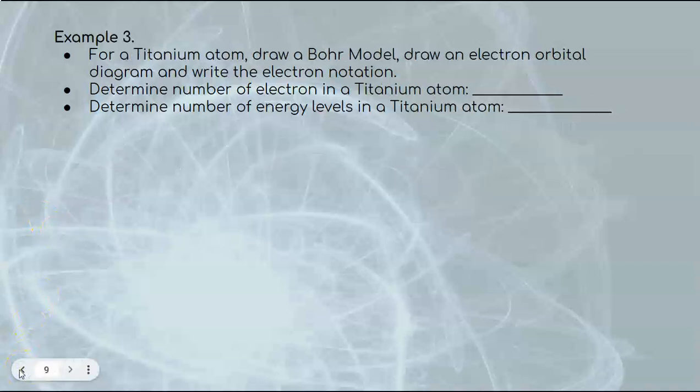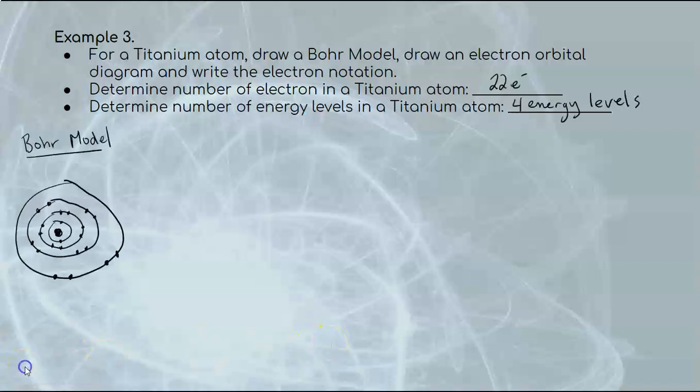The last example I have for you is titanium. Go ahead and draw a Bohr model for titanium and attempt to draw the electron orbital diagram and write the electron notation. Make sure you determine the number of electrons and the number of energy levels for titanium. Remember, titanium's actually going to be a little bit hard, especially for the Bohr model. We're going to figure out why the Bohr model isn't all that great with this example, but go ahead and attempt that right now.